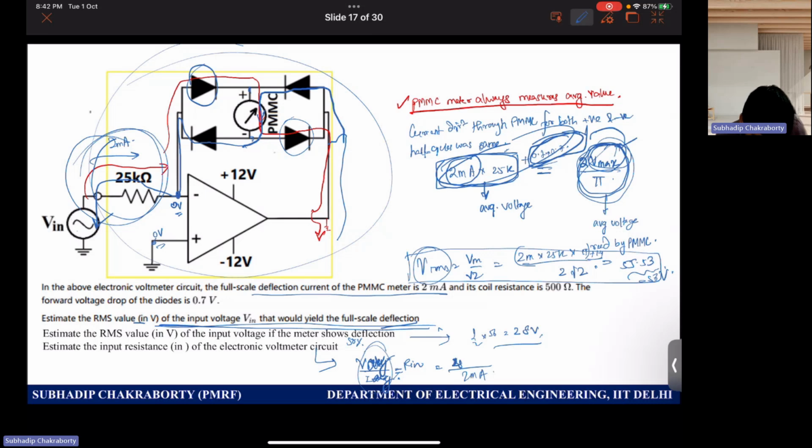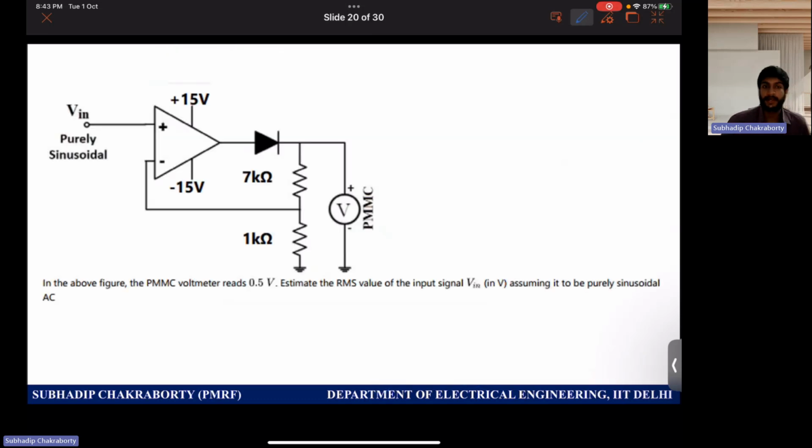50, because 2 times 25, so 50k. But this is k times milli. V average is 2 milli times 25 kilo, so it is 50. So that 50 we plugged here and divided by 2 milliamps, it is 25,000 ohms. So 25,000 ohm is the input resistance. So kindly see the next problem.